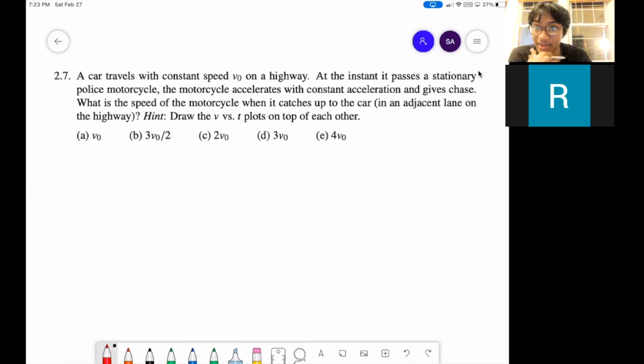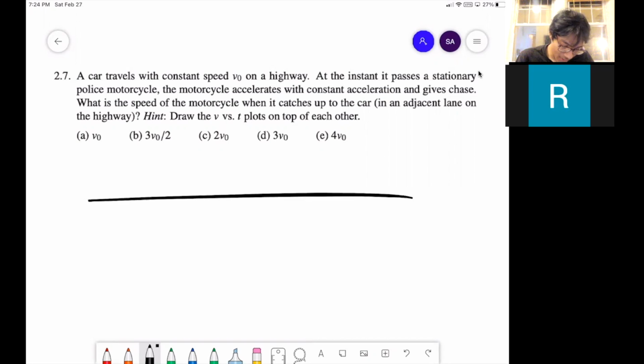Alright folks, so here we got a really exciting problem. We got a car that's being chased by a police motorcycle. Let's check it out. So, a car travels with a constant velocity v0 on a highway. At the instant it passes a stationary police motorcycle, the motorcycle accelerates with a constant acceleration and gives chase. And that means it starts chasing. What's the speed of the motorcycle when it catches up to the car in an adjacent lane on the highway? Draw the VT plots on top of each other. Now that's a hint.